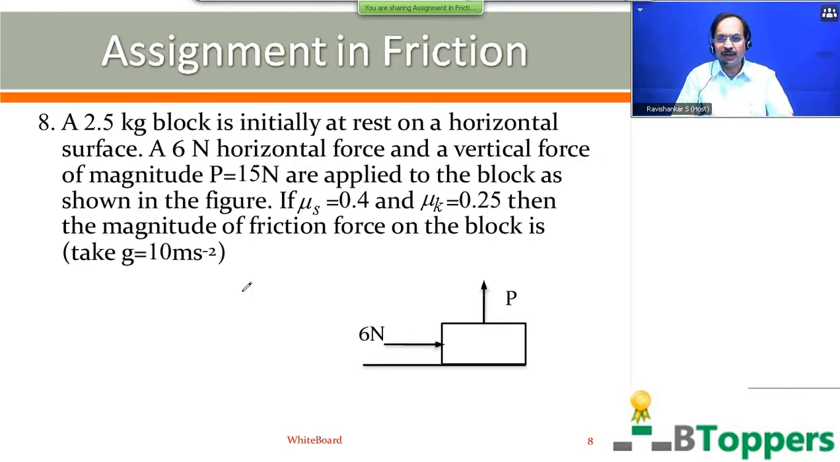For that, we have to first find the magnitude of the normal reaction of the block and the magnitude of limiting friction. Because the block starts moving along the horizontal surface only when the horizontal force applied on the block exceeds the magnitude of limiting friction between the block and the surface of the floor. To find the magnitude of limiting friction, you have to know the magnitude of the normal reaction of the block.